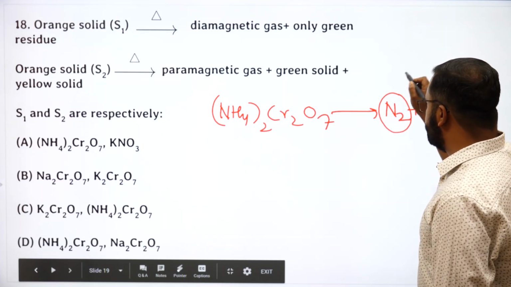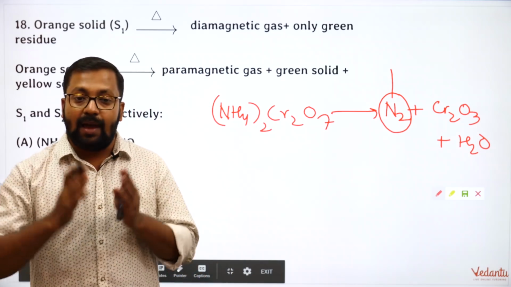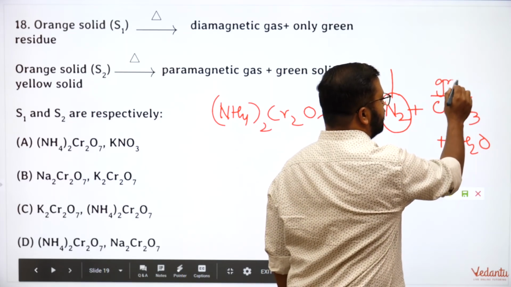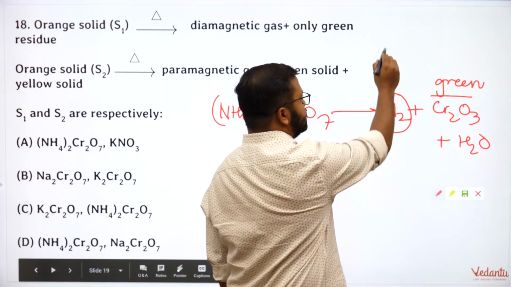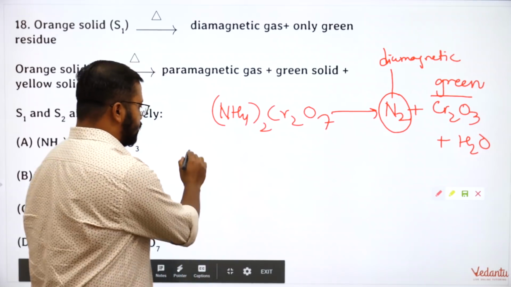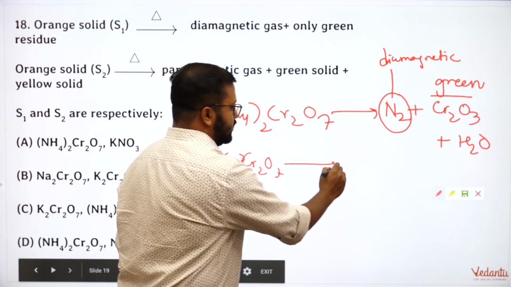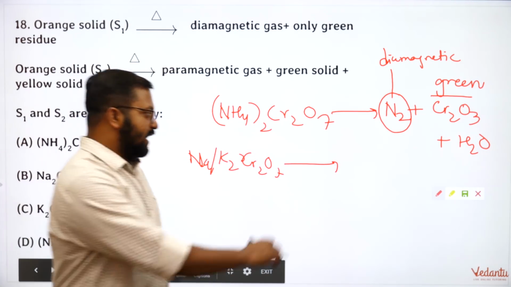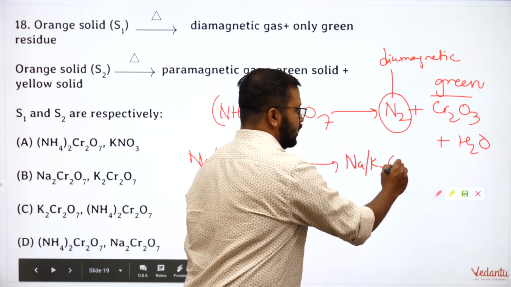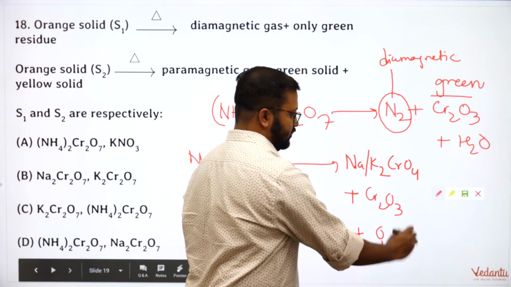So this substance is diamagnetic because it has 14 electrons in the MO diagram, and Cr2O3, इसका कलर क्या होगा बेटा बताइए? ग्रीन. This is green and this is diamagnetic. अगर हमने सोडियम या पोटेशियम डाइक्रोमेट ले लिया और इसको हीट करते हैं, what will happen? It will generate sodium or potassium chromate plus Cr2O3 plus oxygen.